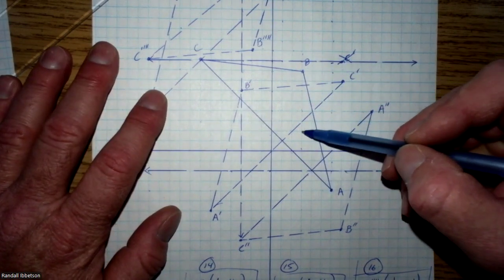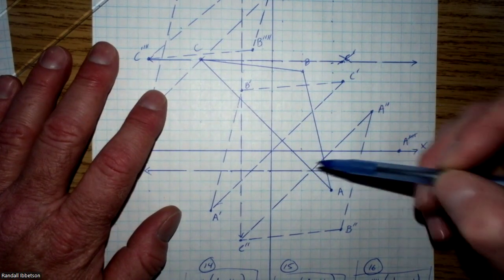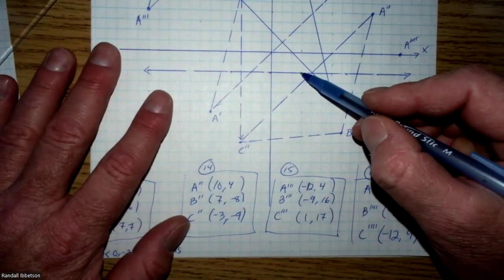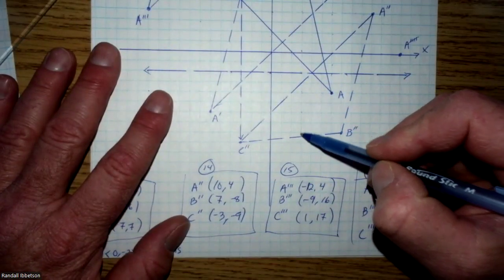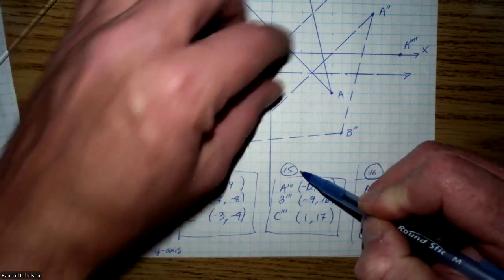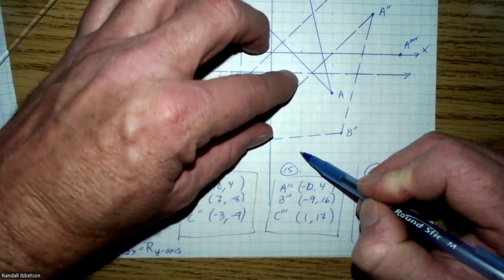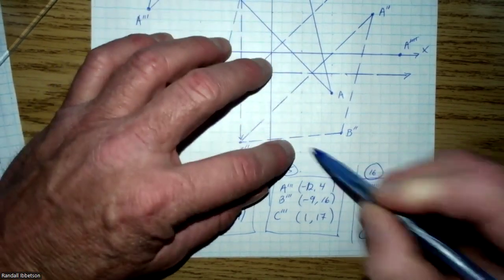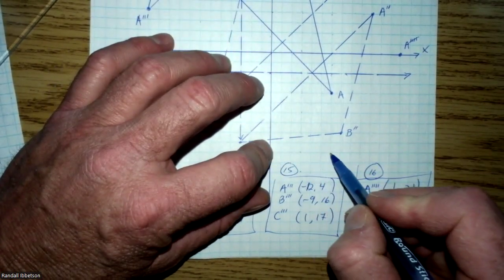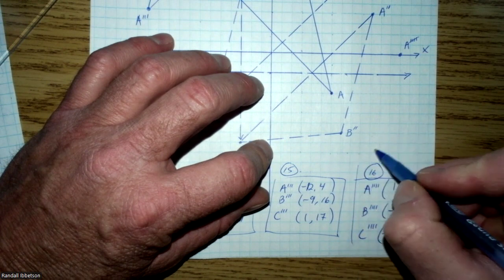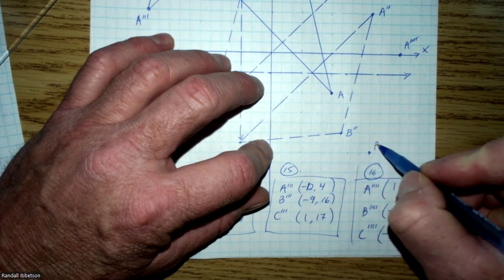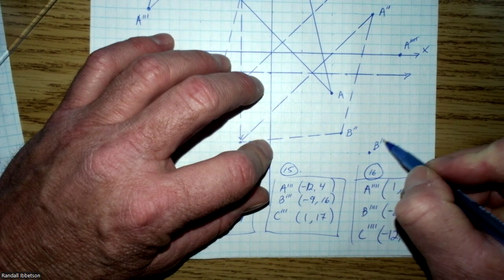2, 4, 6, 8, 10. This is what I did wrong. Now I gotta go reflect it. 2, 4, 6, 8, 10. I want to recount. 10, 2, 4, 6, 8, 10, and 7. 1, 2, 3, 4, 5, 6, 7. There we go. Got it back. So that's B quint.